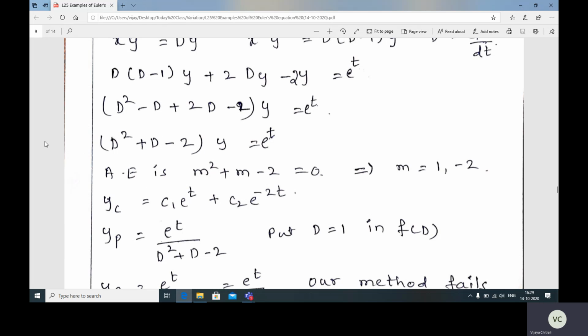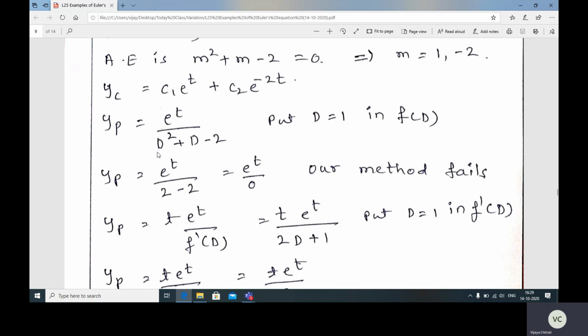So find yp. So yp is equal to e raised to t divided by D square plus D minus 2. Now how is this? This is of the form e raised to ax divided by f of D. So in place of a, what we have here? 1. So put D is equal to 1 in f of D.